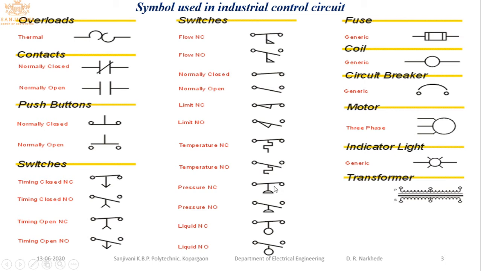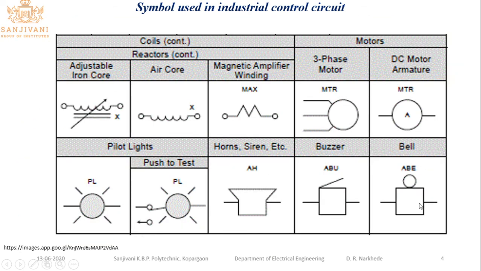It will activate at certain pressure. Pressure switch also has two types, NO type and NC type. Then liquid level. For this one, we are going to use NO type, NC type. This is the commonly used symbol for fuse, coil, circuit breaker, then three-phase motor, indicating lamps, and transformer.